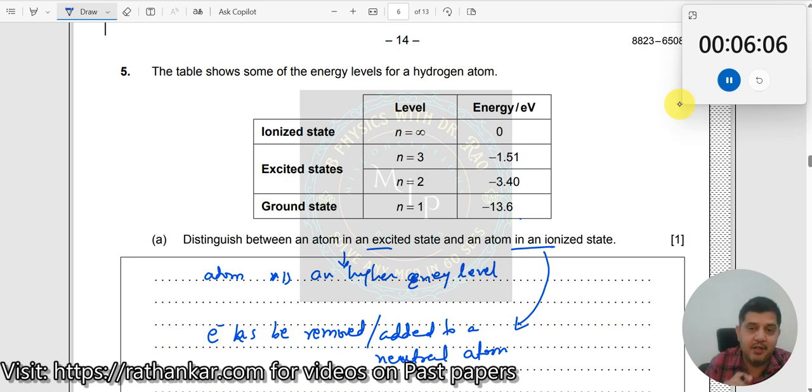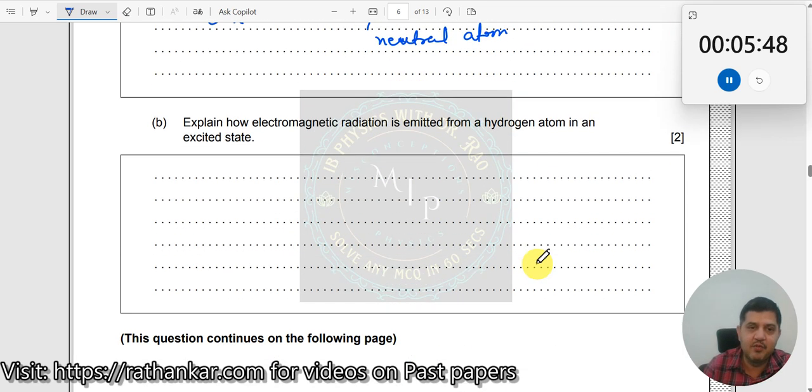Okay, so what is an ion? There are 2 types of ion, right? Positive ion and negative ion. When you remove an electron from an atom, that becomes a positive ion. And if you add an electron, it becomes a negative ion. So you cannot add a proton. Remember this, you should always add an electron or remove an electron. Okay, let us go on to the next one.